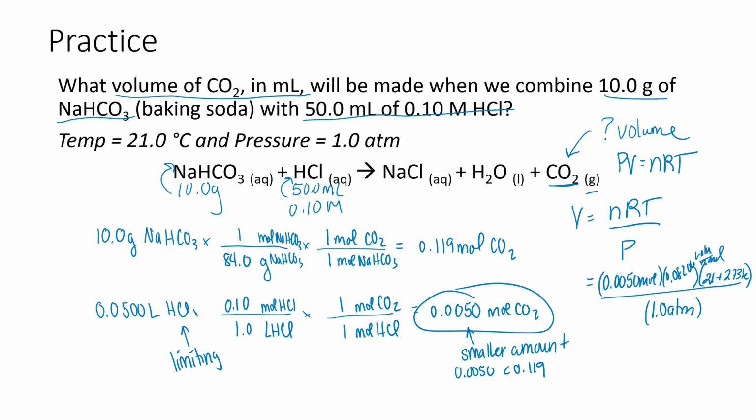So then you've got 0.005 times 0.08206 times 294 divided by 1. Your answer here should be 0.12 liters. But I want that to be in milliliters, so we want to know this metric conversion: there's 1,000 milliliters per liter. So it's 120 milliliters. So that's a sample problem.